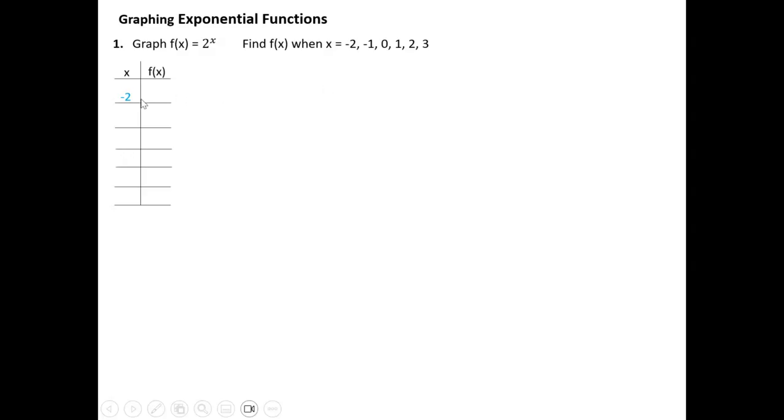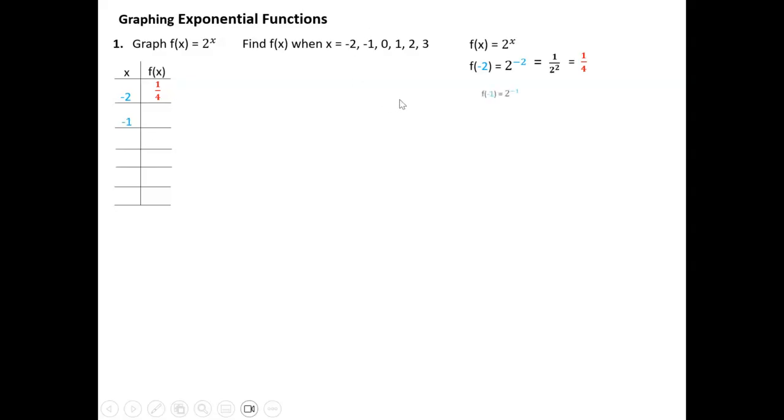Now when x is -2, all we're going to do is evaluate the function at -2. So we're going to plug in -2 for the x. This becomes 1/4. So when x is -2, my y is 1/4.